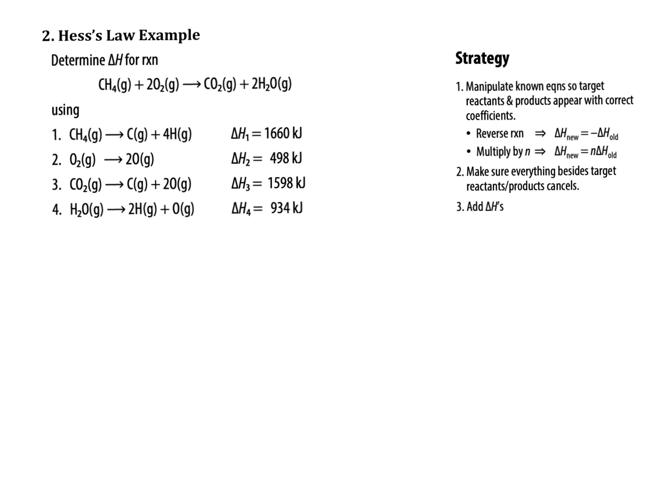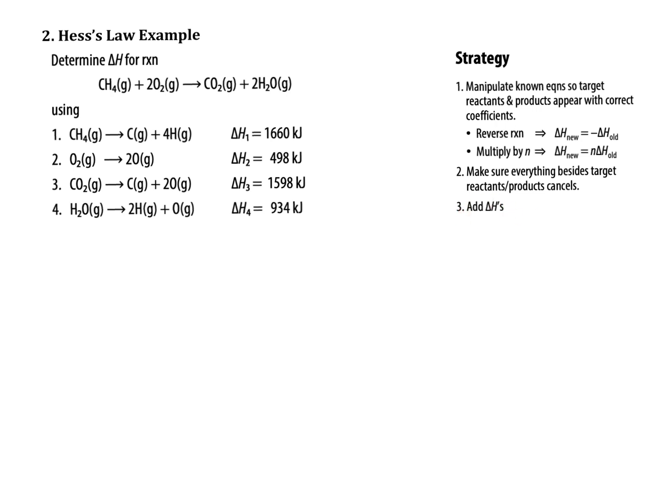You manipulate these equations so reactants and products appear with correct coefficients. Because enthalpies are extrinsic, when you reverse a reaction, you have to take the negative of the change in enthalpy because you're switching initial and final states. If you multiply by n, again, it's extrinsic, so multiplying by n will make delta H n times as big. Then you just need to make sure everything besides the target reactants and products that you want will cancel out.